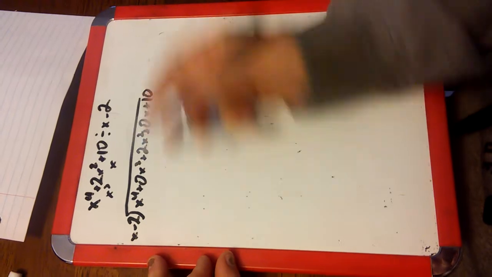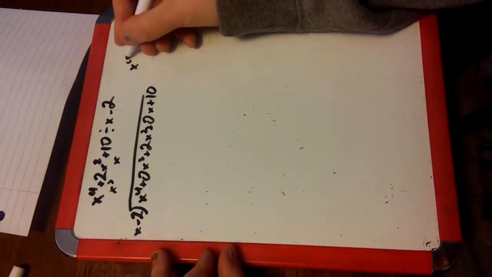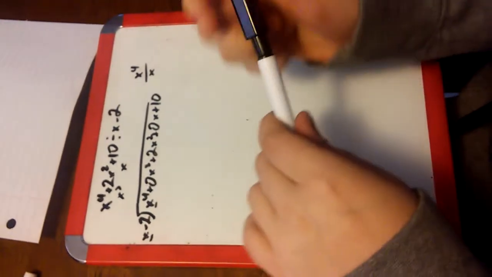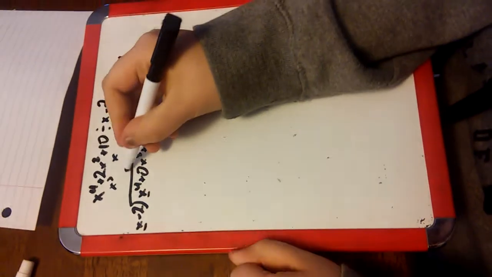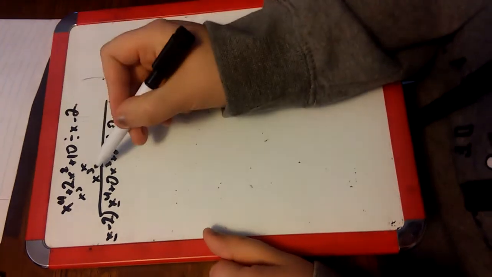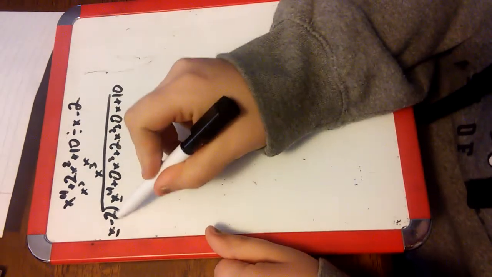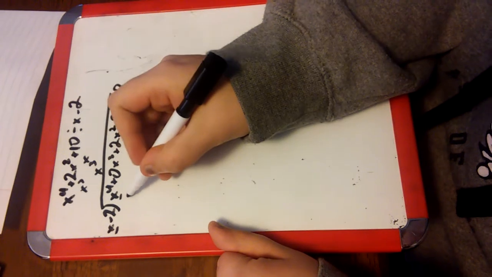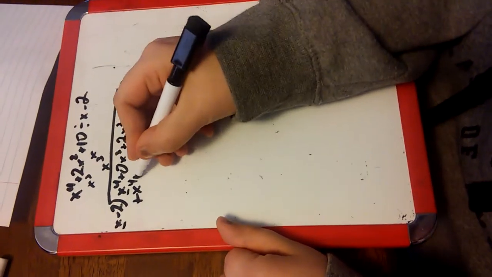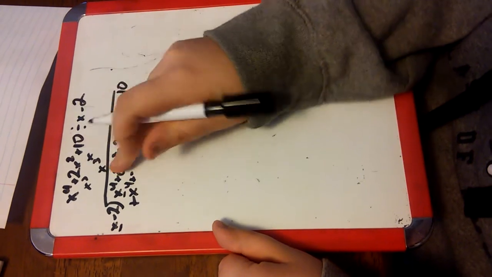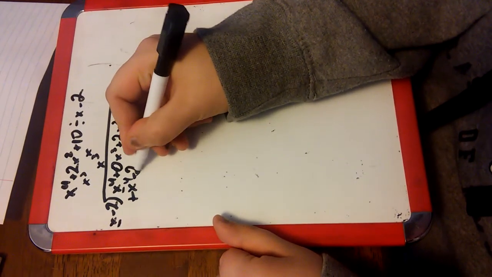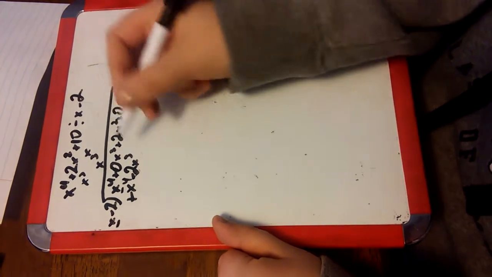First thing you do is you take x to the fourth divided by x. You have the x right there, and you'll put x to the third right here. Then you'll take x to the third times x minus 2, which will give you positive x to the fourth minus 2x to the third.